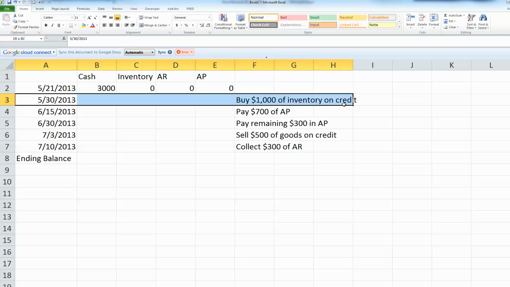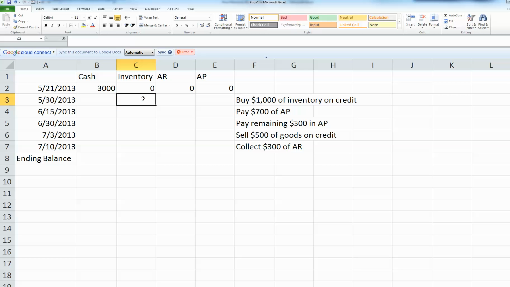But in about a week, they decide to buy some inventory on credit, $1,000 worth. What I want to do is go through the impact that's going to have on each of these accounts. So the inventory would rise by $1,000 if we bought inventory on credit, and then the accounts payable would rise by $1,000. So I'm inputting those as positive values since they're rising by that amount. Nothing would happen to cash, nothing would happen to accounts receivable.